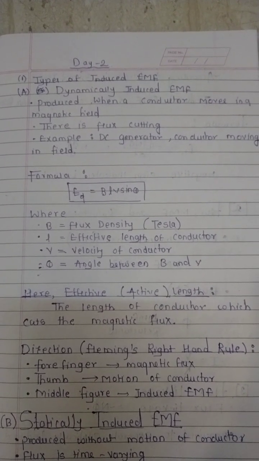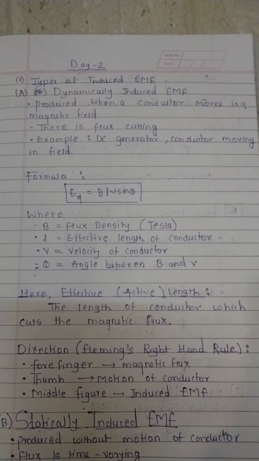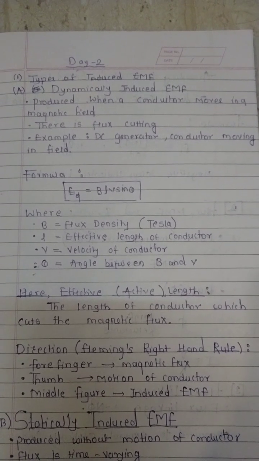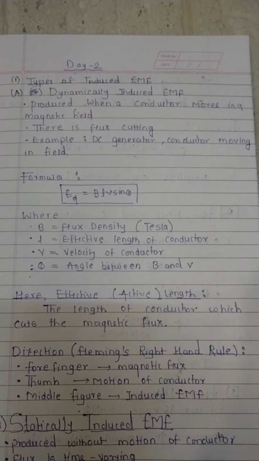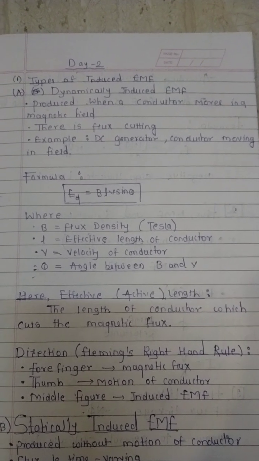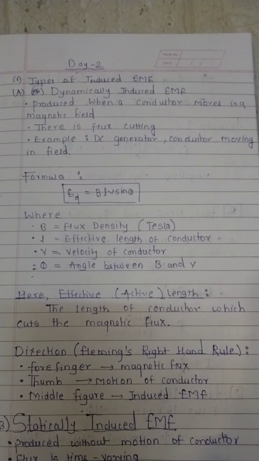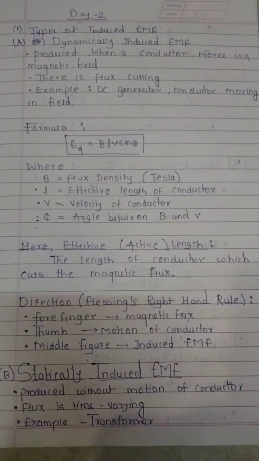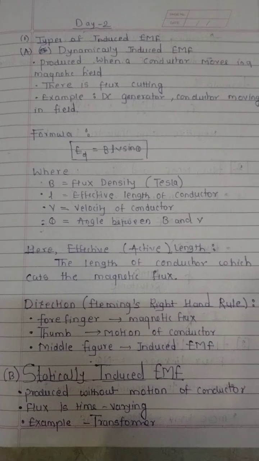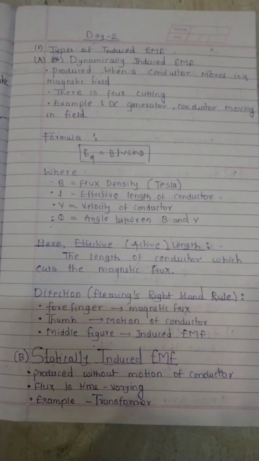Formula of the dynamically induced EMF is e_d = B L V sin theta, where B is the flux density, which is measured in Tesla, and L is the effective length of the conductor. V is the velocity of the conductor. Theta is the angle between V and B. Here, the effective length or the active length of the conductor is nothing but the length of the conductor which is cutting the magnetic flux.